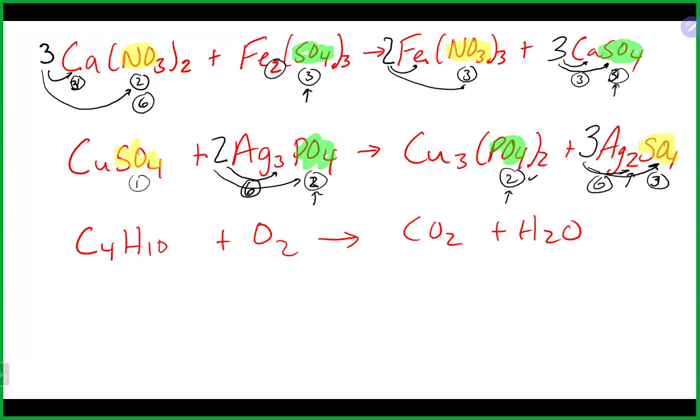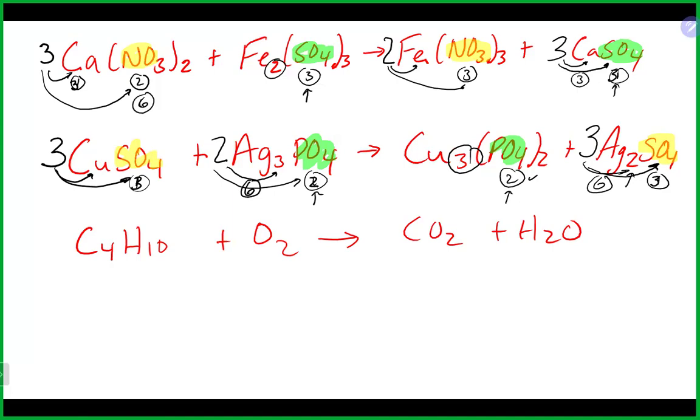I can go back to the other side. I have 1 sulfate. I'm going to put a 3 in front of it. Going to give me now 3 sulfates and 3 coppers, which is good as well because I do need 3 coppers on the other side. And now I am balanced.